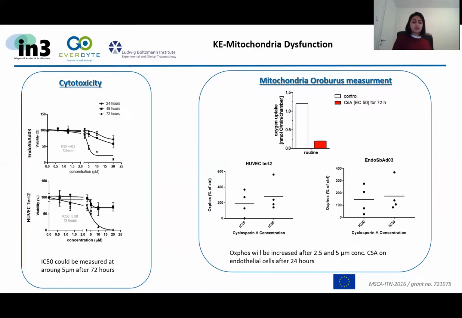So then we wanted to see if the cyclosporin A treatment with this concentration and time point can already affect the mitochondria of endothelial cells or not. We did this study at the Ludwig Boltzmann Institute in Vienna, Austria, and I have to thank my colleagues for their very nice collaboration in this study with us. As we can see here, in the right upper part, it shows the oxygen uptake by mitochondria after 72 hours with 5 micromolar of cyclosporin A.